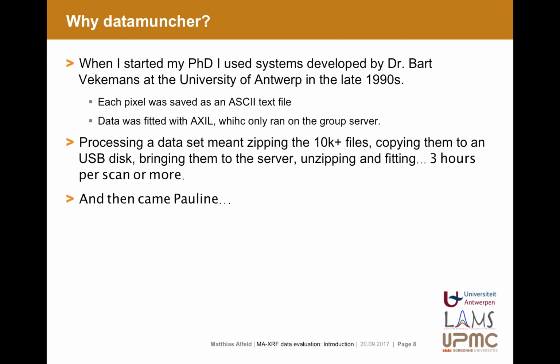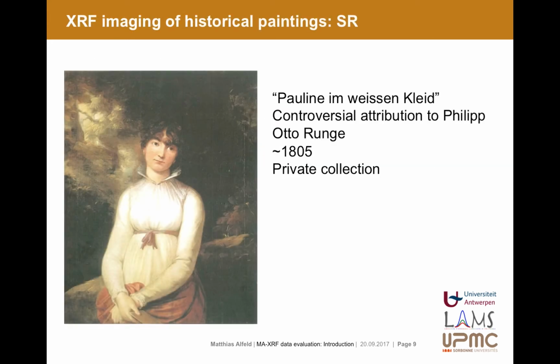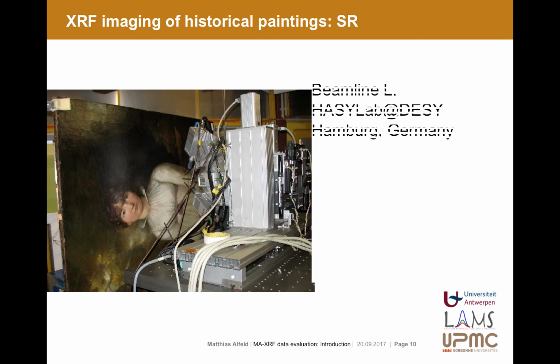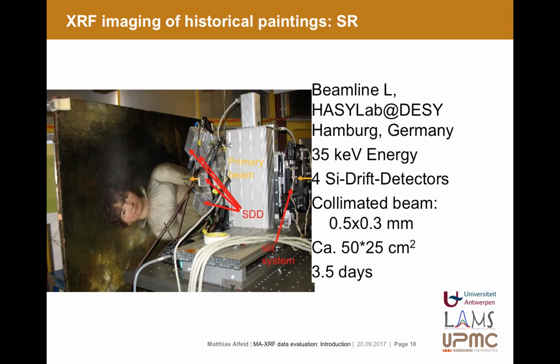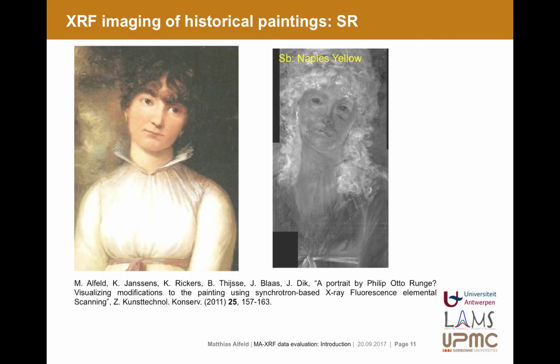My frustration with the situation reached its maximum when I processed the data of Pauline. Now, this is Pauline im weißen Kleid, with a controversial attribution to the German artist Philipp Otto Runge, and it's part of a private collection. We took this painting to the Deutsches Elektronensynchrotron in Hamburg, Germany, to scan it there at the synchrotron radiation source, and it took us 3.5 days. Now, what we found there is that under the surface she was shown with open, long, probably brighter, maybe even blonde hair. But you only see the final image, there's some problem with it.